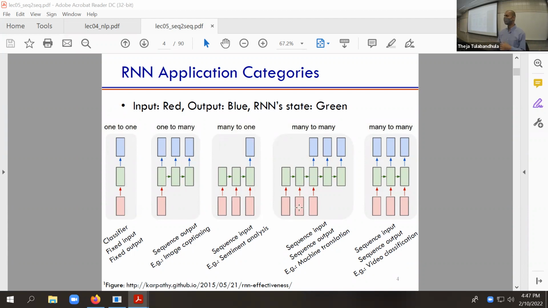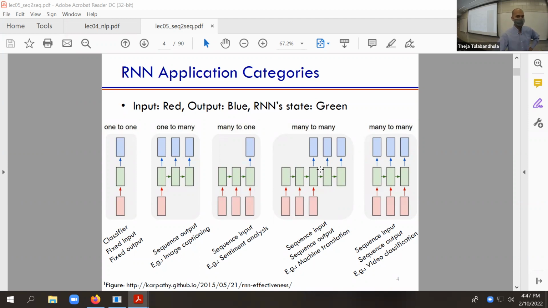This is where, for example, think of language translation. You have a sentence in English, it could be 7 words. You have a sentence in, let's say, French, it could be 3 words. And the 7 and 3 could change depending on the sentence pair. The many to many themselves could be slightly different. Language translation is also called machine translation, by the way.